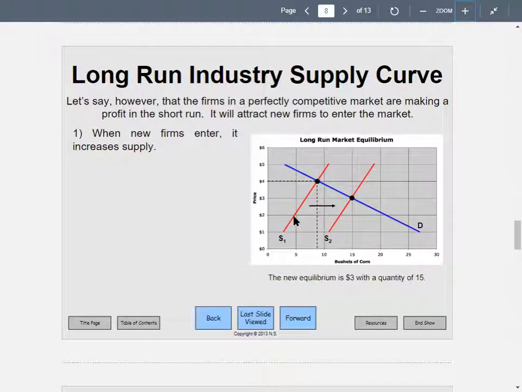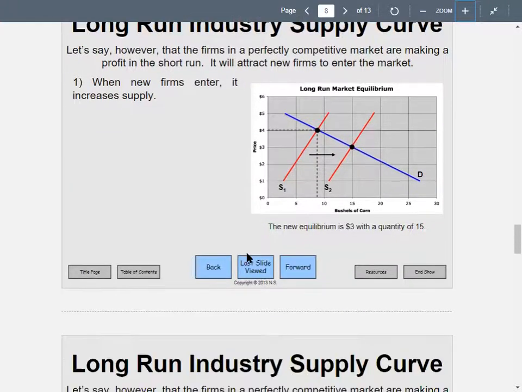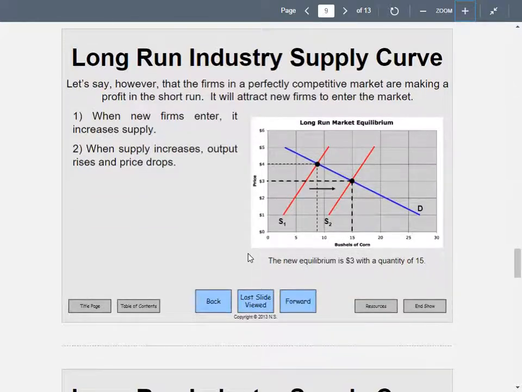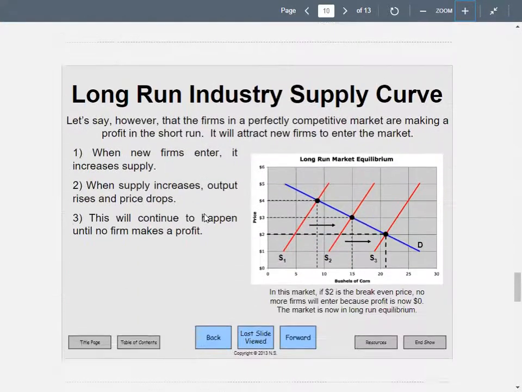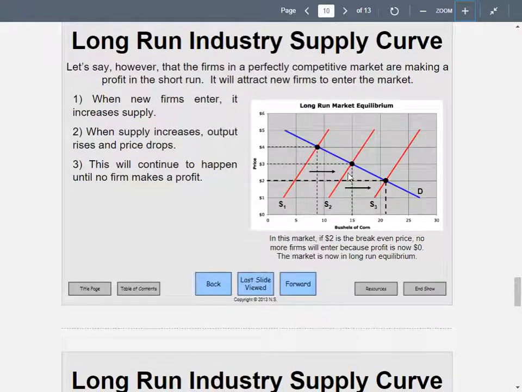You guys remember this? If it increases, it goes to the right because it's getting farther away from our 0 point on our graph. So when supply increases, output rises and the price drops. So our number of bushels of corn increases, but we went down on the y-axis, so our price decreased. This will continue to happen until no firm makes a profit. So we're just going to keep going down the demand line each time new firms enter the market, and eventually we're going to hit 0.